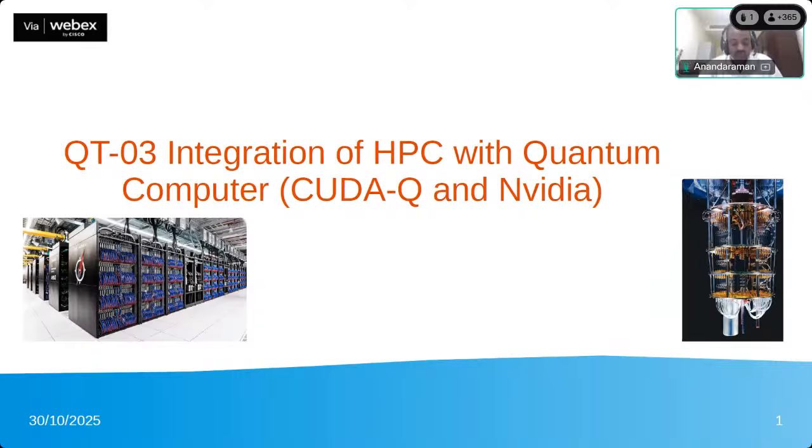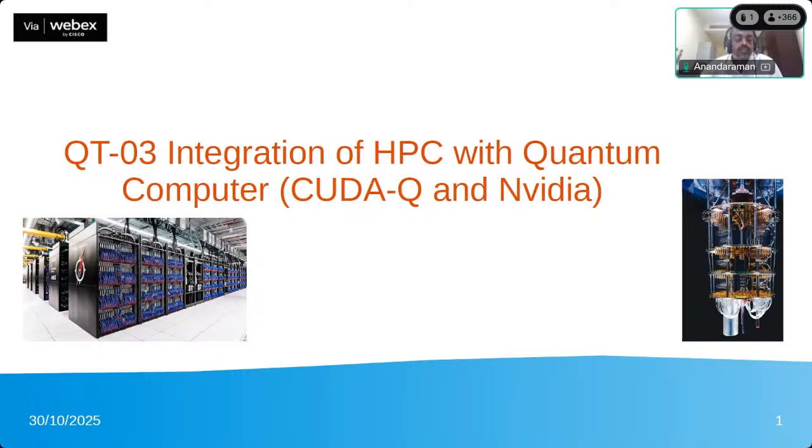Good morning, good afternoon to all. Today we will see how to integrate HPC with quantum computing. There are a lot of tools coming up. One among that is CUDA Q by NVIDIA. Qiskit and other tools, everything is there. Each has some advantage, some disadvantage. Everybody is coming for this integration, so it is better to be aware of all those things.